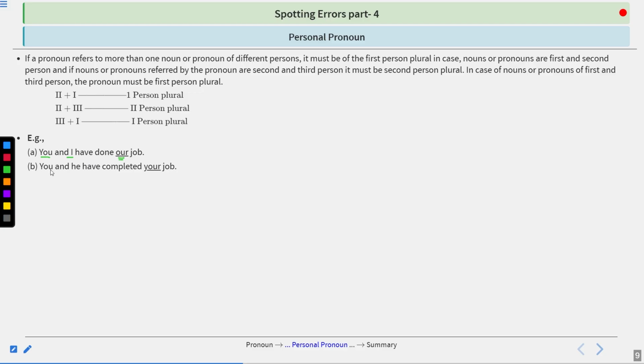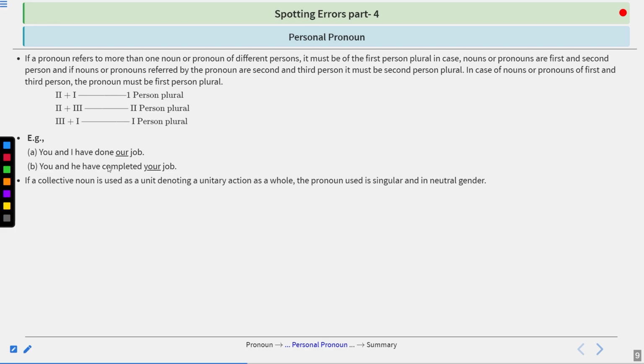You and I becomes "our." The possessive case will be used here: not "my," not "your," not according to I, my, not according to you, your. You and he have completed your job. So here again, we won't use "he, his job" or "you, your job." You and I, he, you is a second person and he is a third person. So second and third person becomes "your." We are talking about common possessive adjectives here.